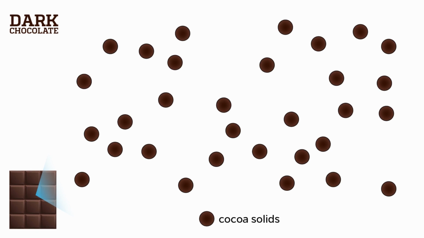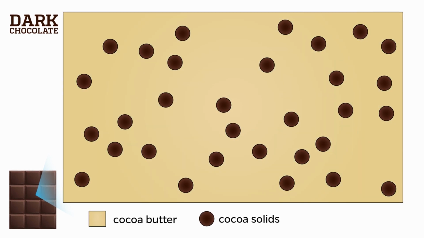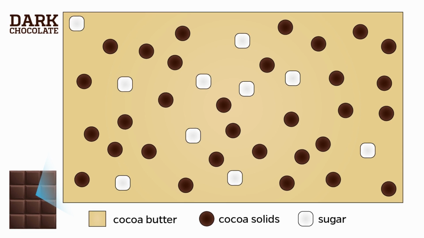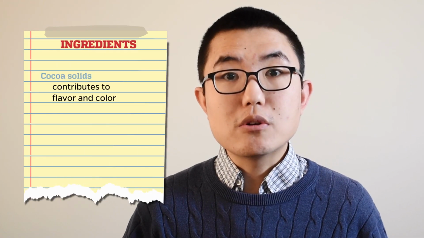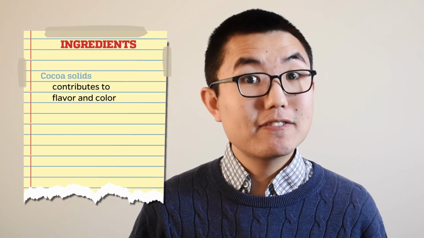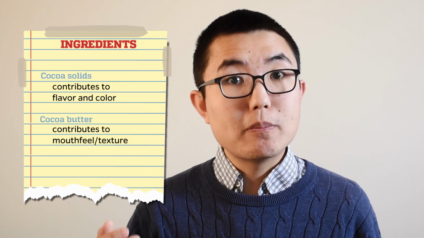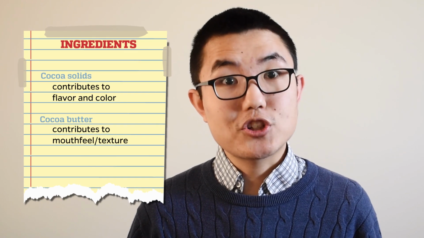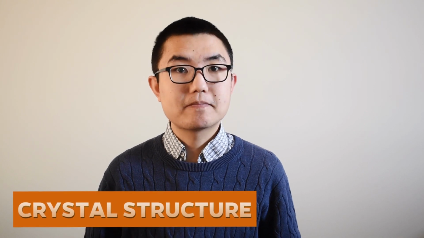The chocolate we buy at the store contains particles of cocoa solids that are scattered throughout cocoa butter. Depending on the type of chocolate, there may be additional flavorings such as milk powder and sugar. The cocoa solids are responsible for giving chocolate its flavor and dark color, whereas cocoa butter gives chocolate its smooth texture. Now, in particular, chocolate makers spend a lot of time thinking carefully about the crystal structure of cocoa butter. That structure can make the difference between a crumbly chocolate bar that just melts in your hand or a firm one that snaps when you bite it.